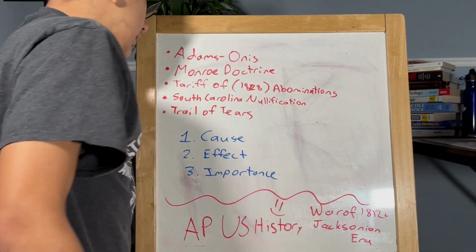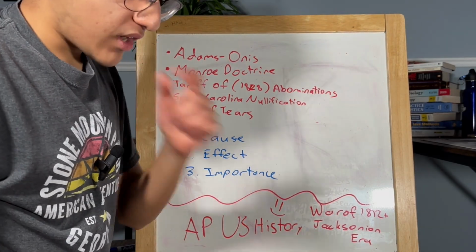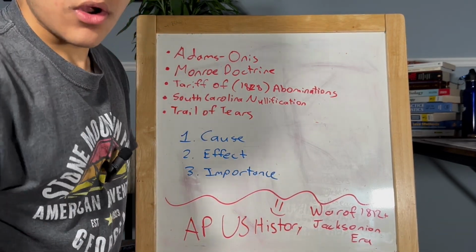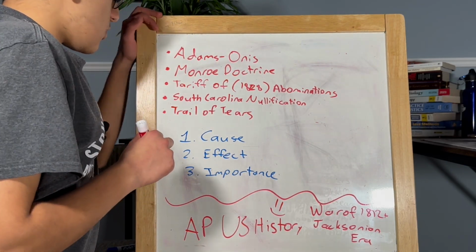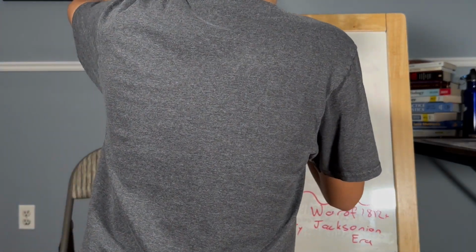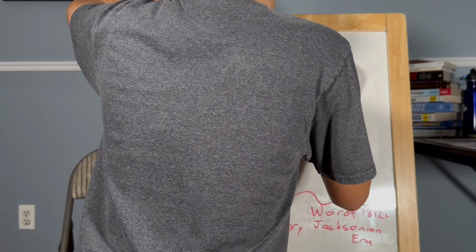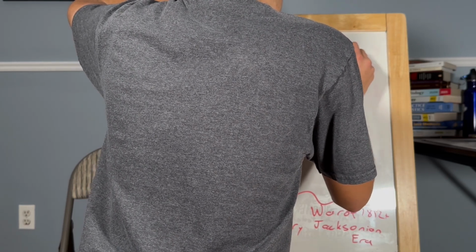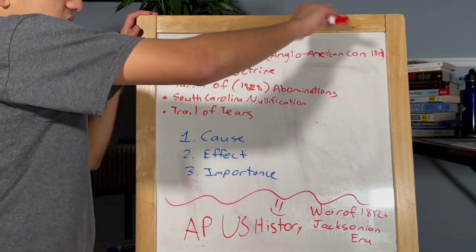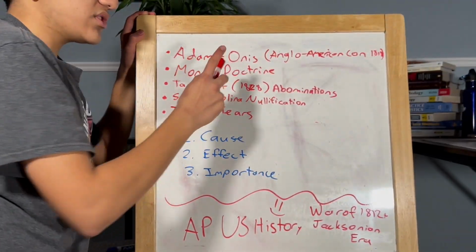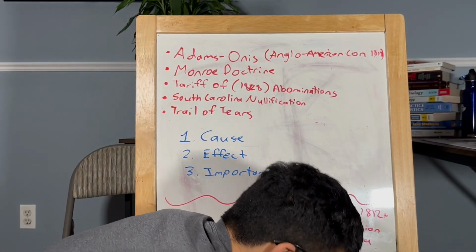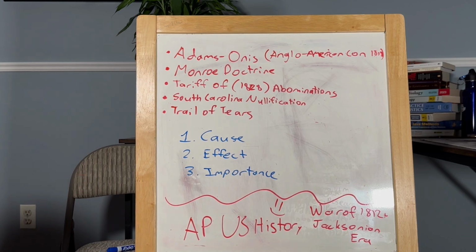All right, let's continue. I want to mention this, I forgot about it before. So we have the Adams-Onis Treaty. They also have, let's see if I remember this, the Anglo-American Convention of 1818. I abbreviated a bit, but that's kind of a secondary factor that happens after. It's not really Adams-Onis. So the cause of the Adams-Onis Treaty.